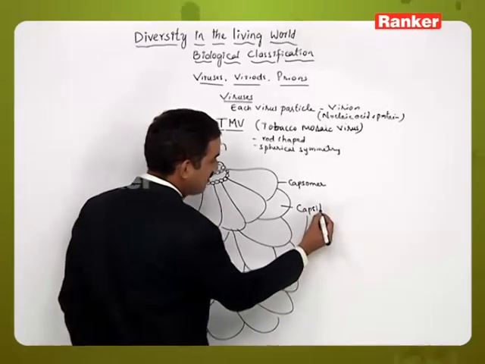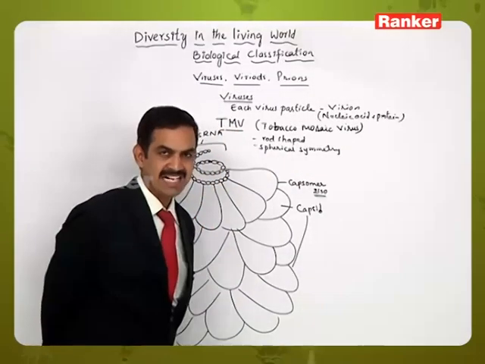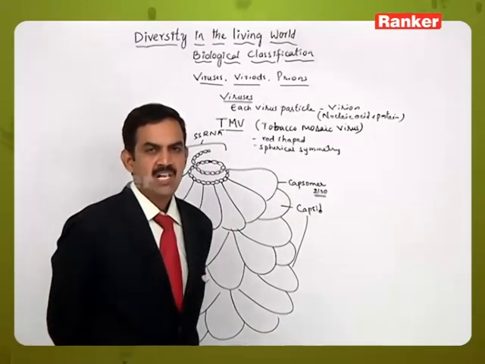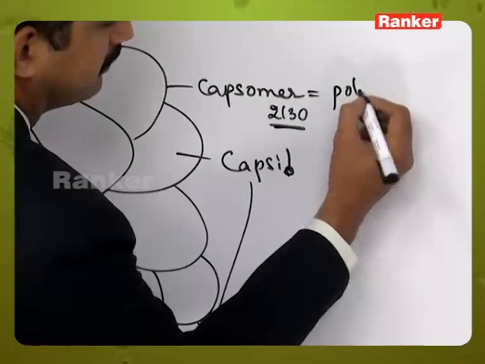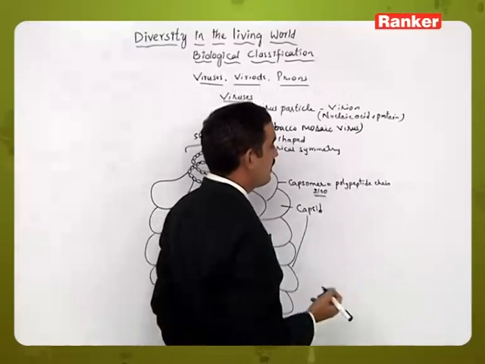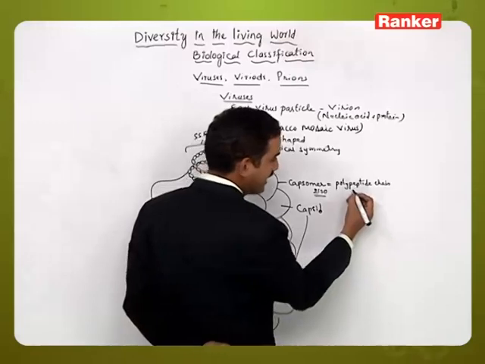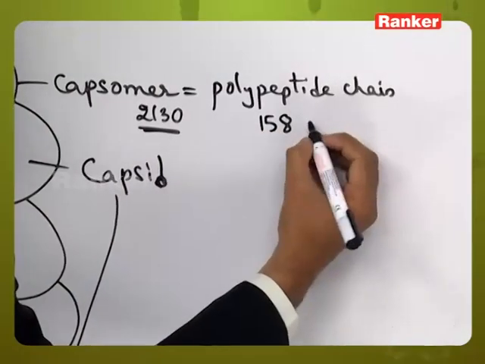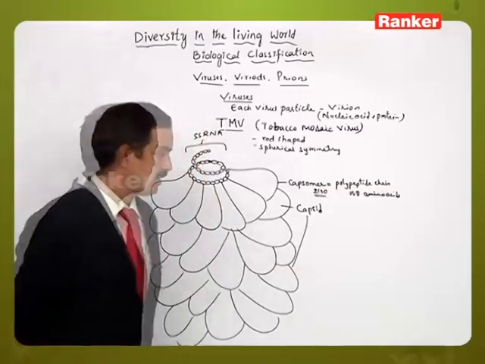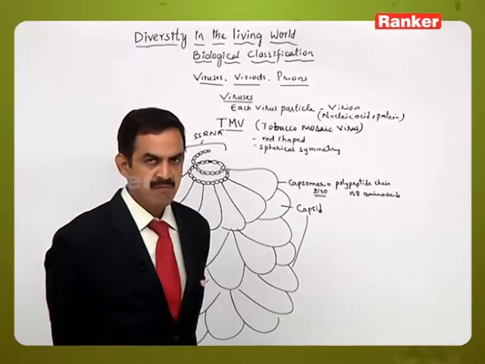In TMV virus, 2130 capsomers are present in each capsid, and each capsomer is one polypeptide chain. As we know, the polypeptide chain or protein chain is made up of subunits called amino acids. So each polypeptide chain contains 158 amino acids. So these are brief characteristic features related to the rod shaped typical plant virus, that is TMV virus.